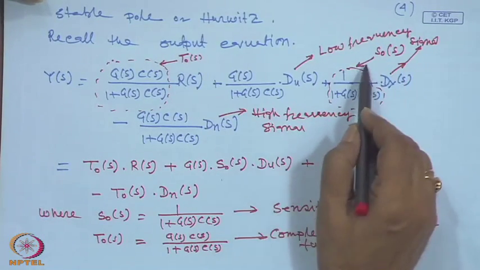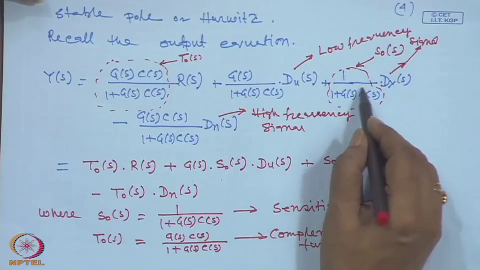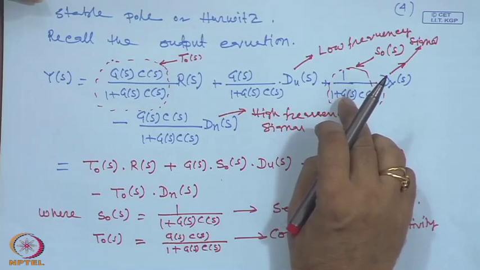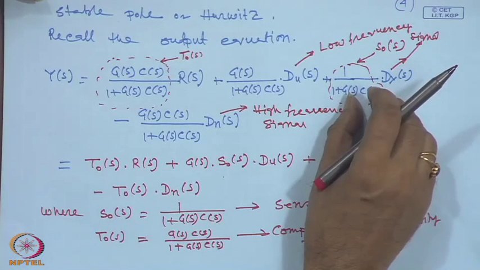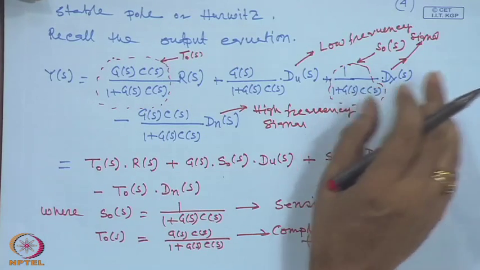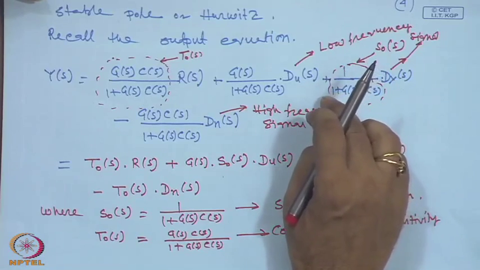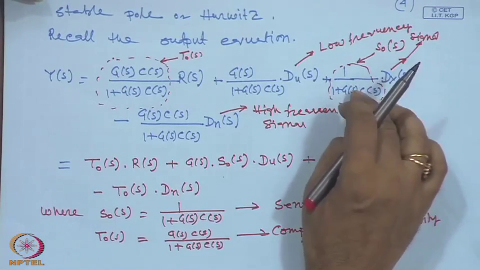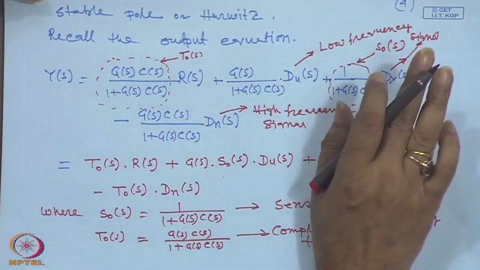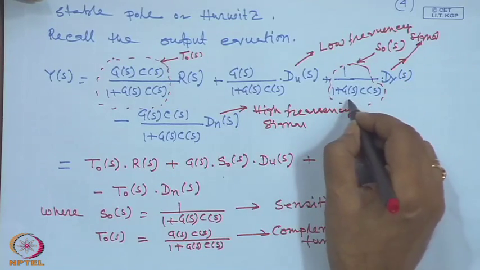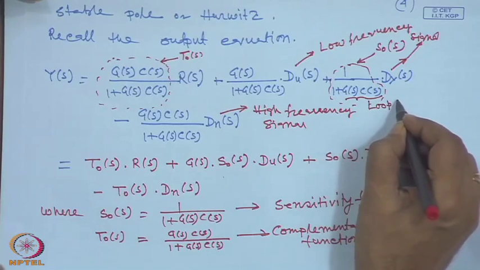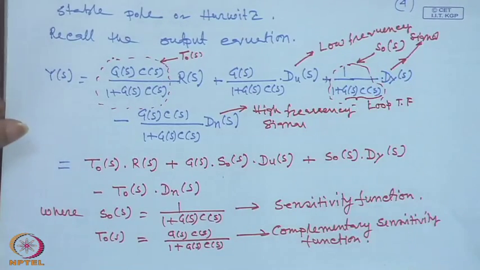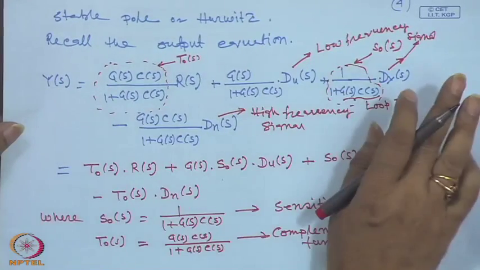Then how will you make it? This S is small at low frequency. It is obvious that C(s) you have to design in such a way that the product of G(s) and C(s), which is called the loop transfer function, must be very high at low frequency. If its magnitude is very high at low frequency, then 1/(1 + G(s)C(s)) will be small because this quantity is large. So, the effect of disturbance at the output will be as small as possible by making the loop transfer function value at low frequency very high.